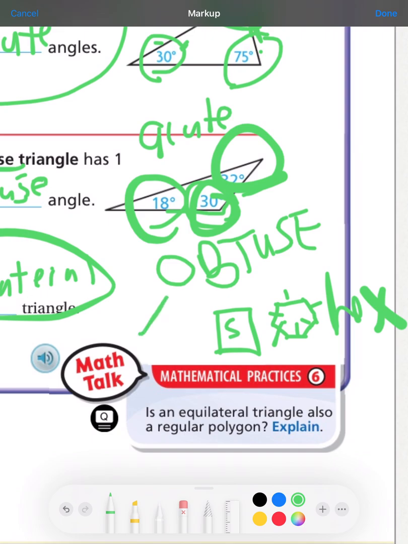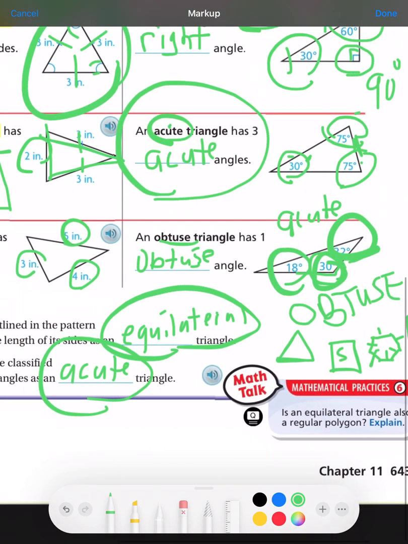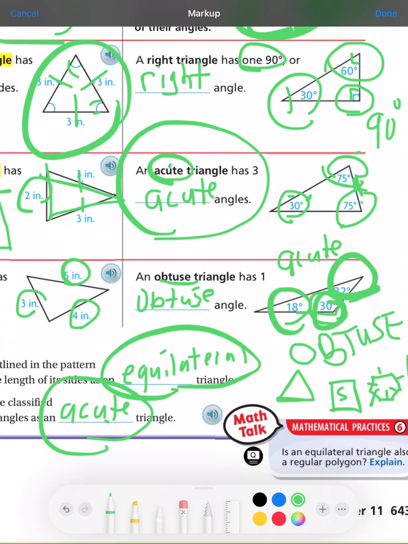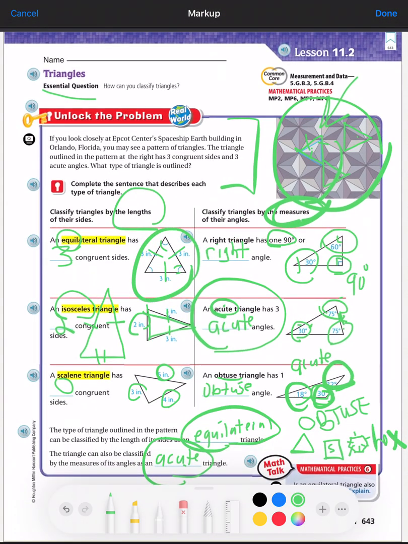Well, it has 3 sides that are the same length. So I would say that yes, it is regular. An equilateral triangle is a regular polygon. And it's also an acute triangle. It's got lots of different names, but it's still the same triangle. And we're done with that page.